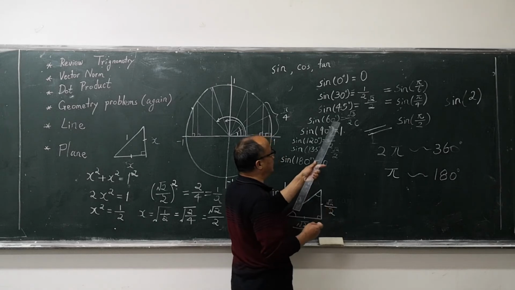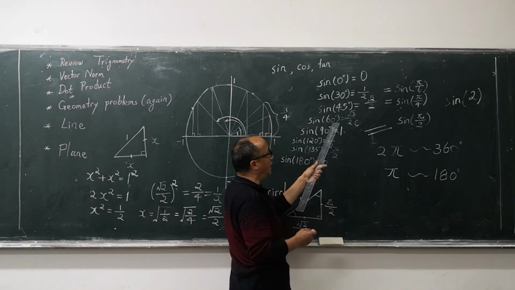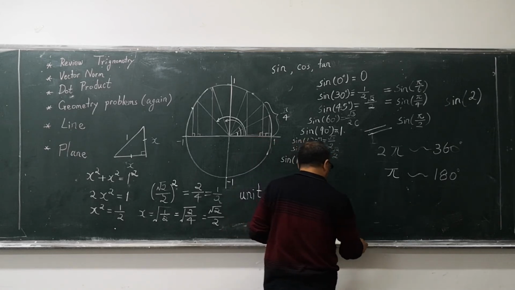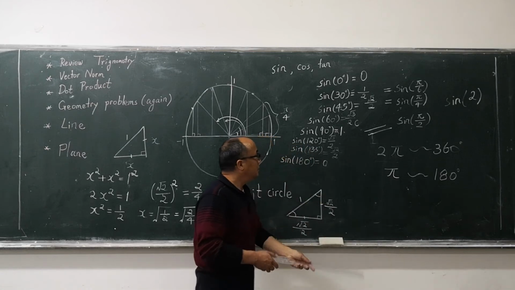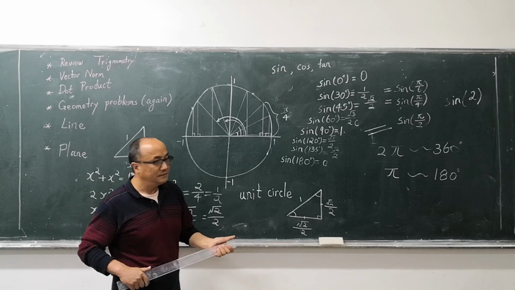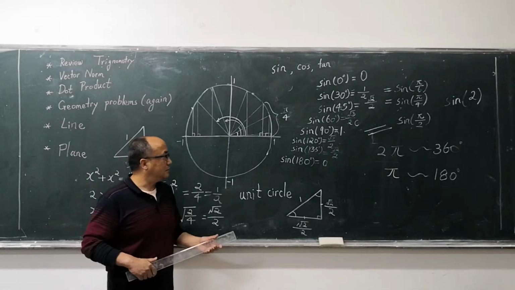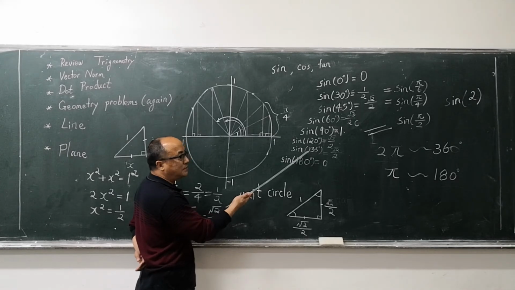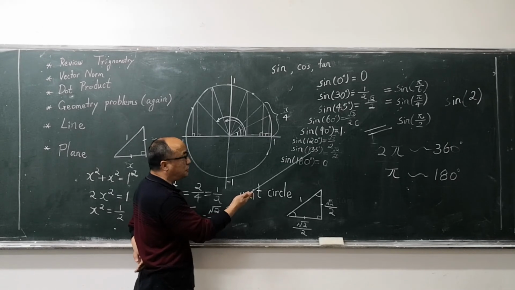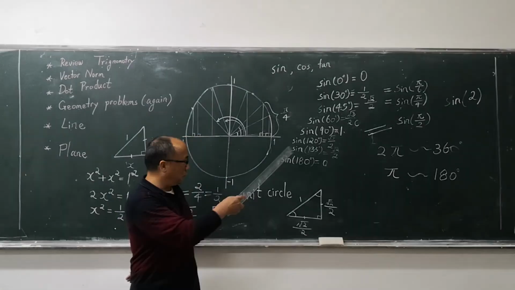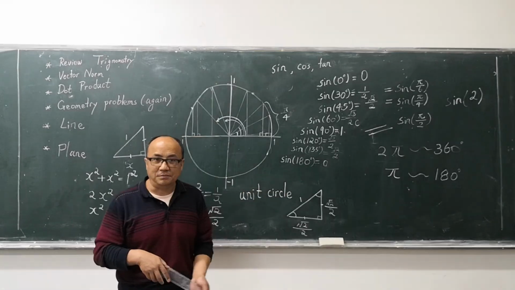So what does this convert into in terms of pi? Write it down in your notebook. Do it. And the value. You need to remember the value. How about this? 120 degrees. How about this? 135 degrees. Write it in your notebook.